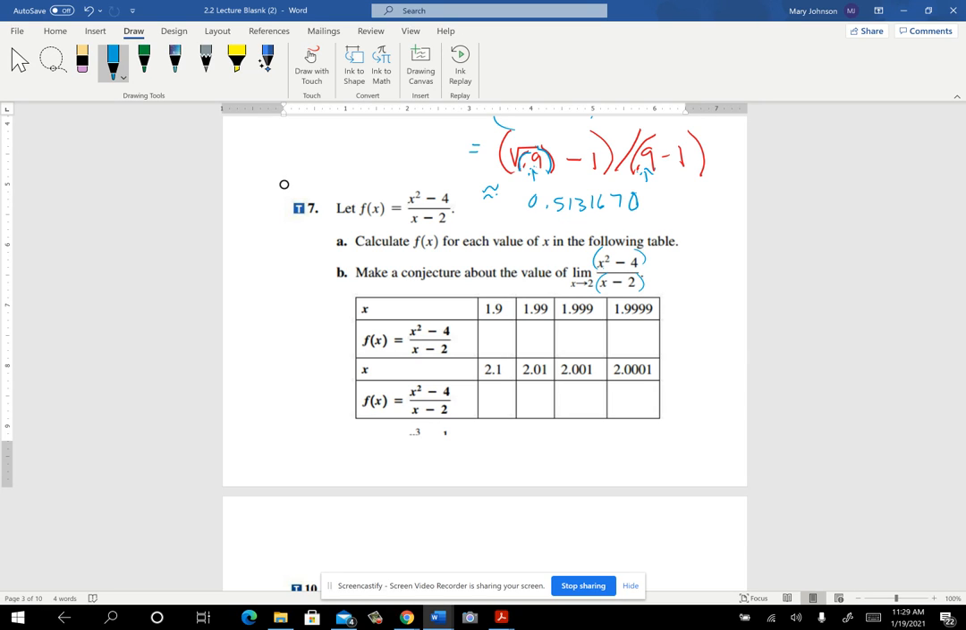We're trying to figure out what we think the limit might be of this function as x approaches 2. So see what we're doing? We're approaching 2 from the left side, getting bigger and bigger and bigger, approaching 2. And then we're going to the right of 2 and getting closer and closer to 2. Like 2.1 is here, 1.9 is here. So the top part of the table is doing that, and the bottom part of the table is doing that.